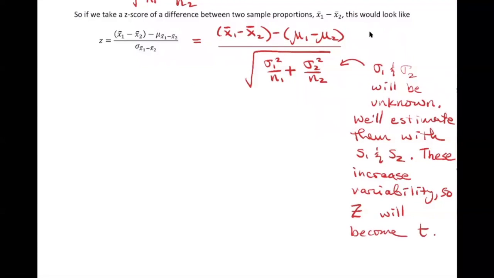Okay, now the hard part with that will be figuring out the degrees of freedom. Because if you think about it, degrees of freedom was always the sample size minus 1, but there's 2 sample sizes with 2 standard deviations.